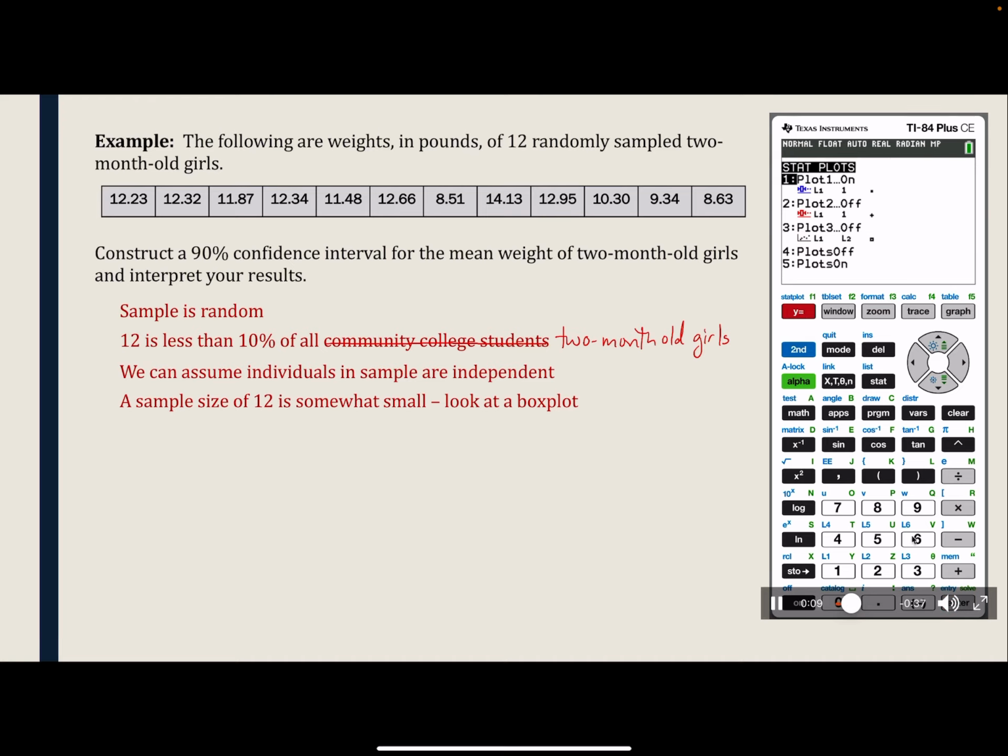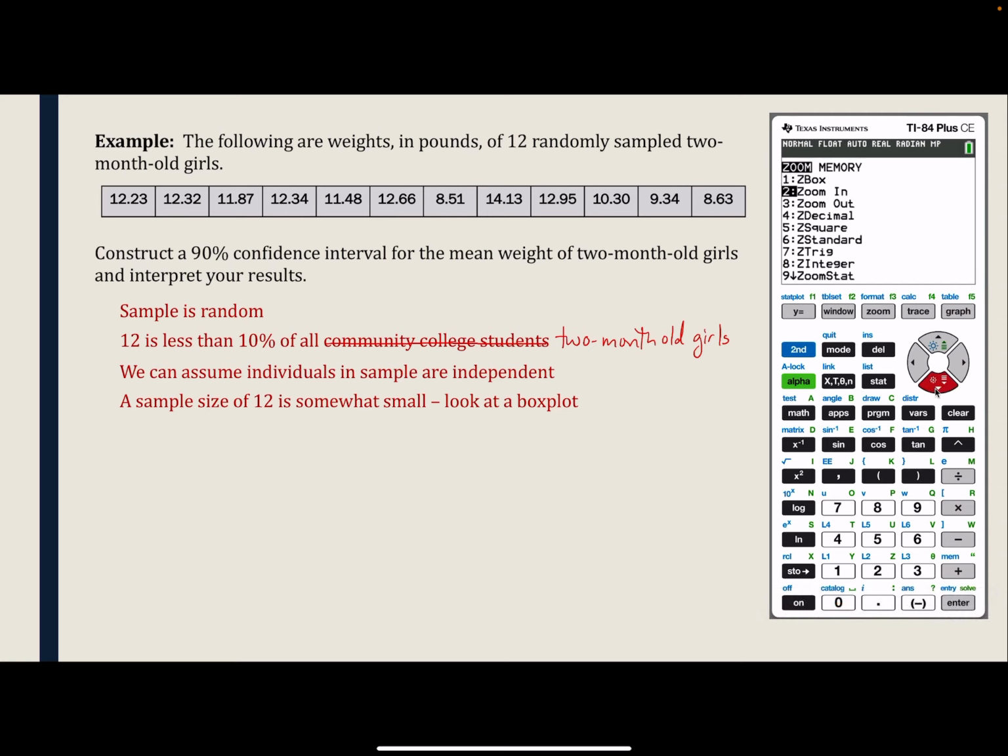So we're going to go to stat plot. I'm going to make sure that plot 1 is turned on. And you want the box plot that gives outliers. So you want that middle one. And once you have that highlighted, we can go to zoom 9.